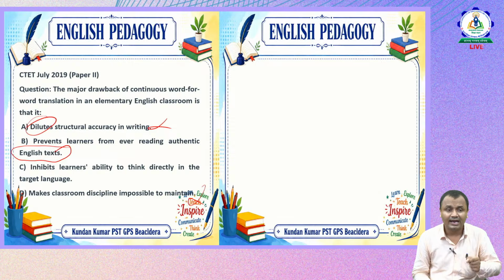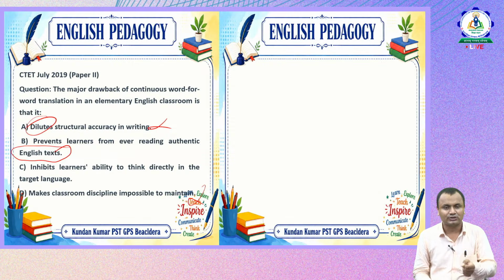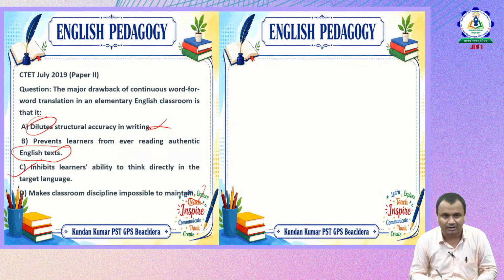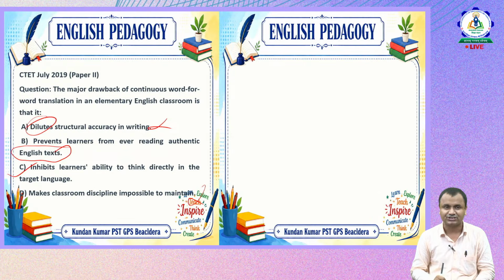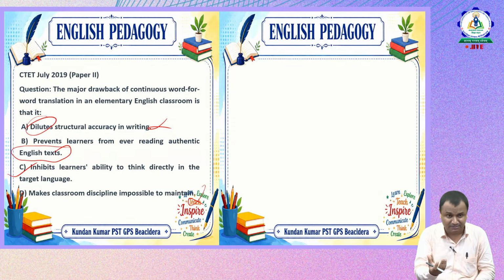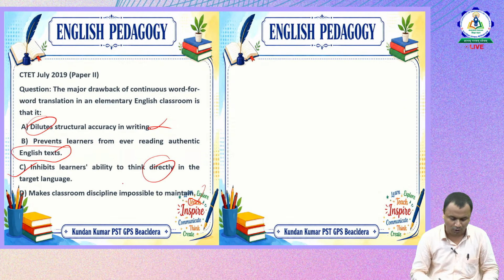Now, it inhibits learners' ability to think directly into the target language. Yes, this is one of the most important barriers or limitations of teaching through GTM. Your student will not become able to think directly into the target language. Your student will get a habit of speaking in the mother tongue, then forming the sentences in the target language, and then with the help of translation in a decontextualized way, your student will speak in the target language. So yes, it acts as a barrier to thinking directly into the target language. So we'll go with option C.